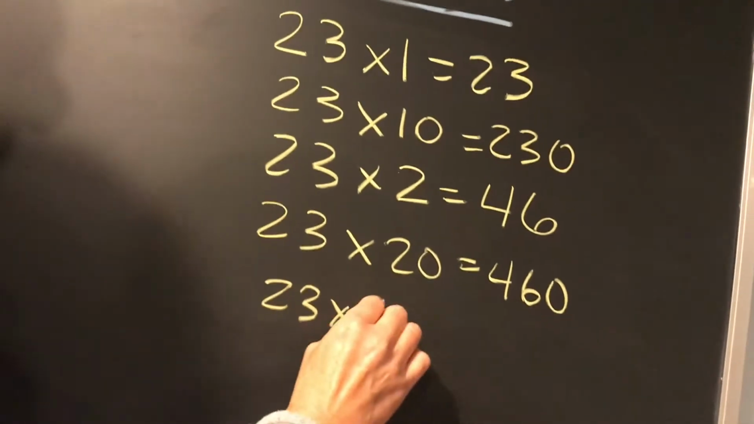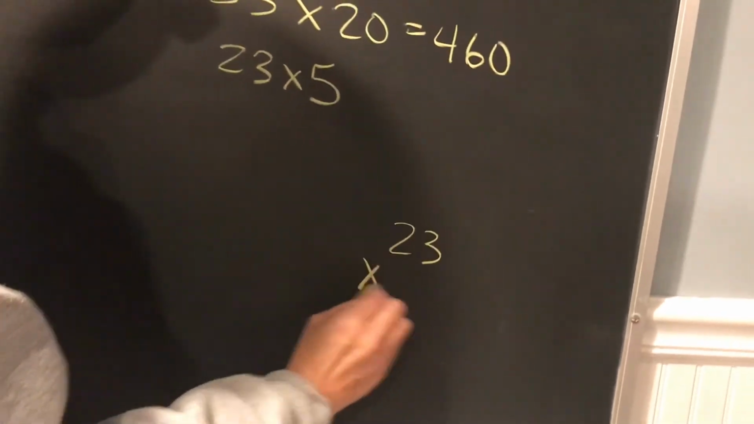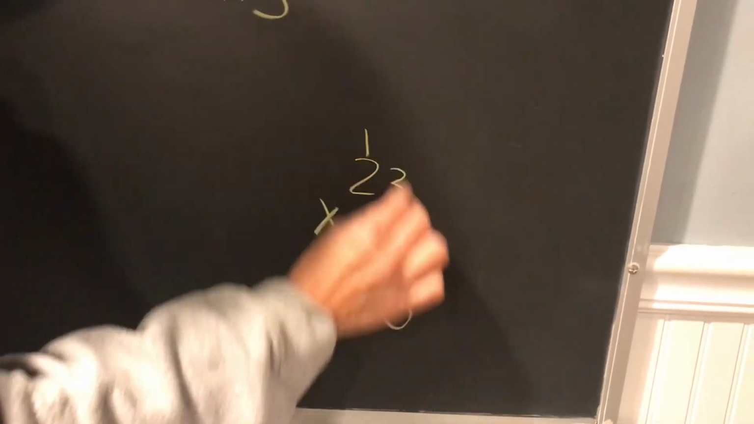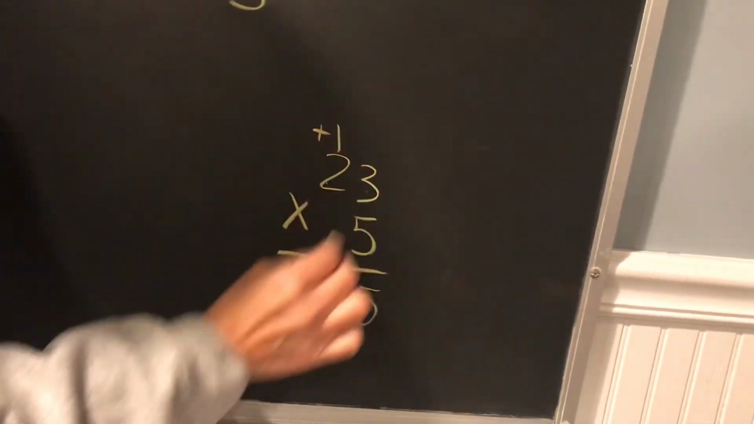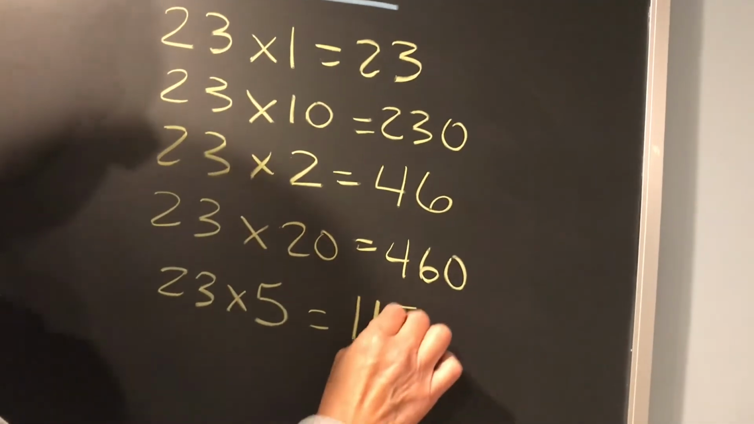Now 23 times 5, we're going to have to stack that. So I'm going to show my work. 23 times 5. 5 times 3 is 15. Carry my 1. 5 times 2 is 10. Plus 1 is 11. So 23 times 5 is 115.